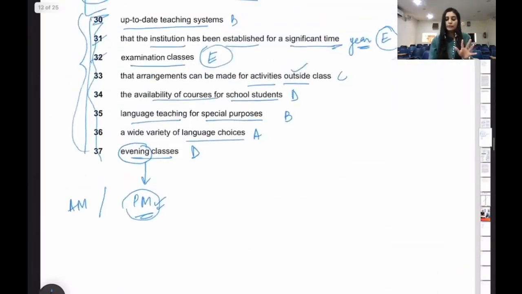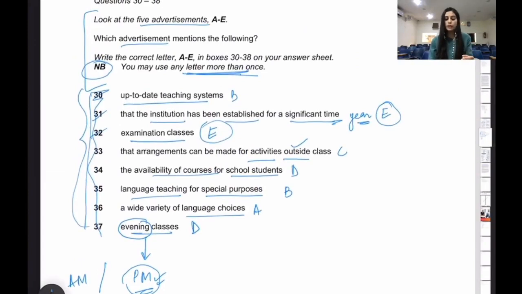Now that's done. Here you also need to understand that you can chunk. You can read all the statements together, or you can read 4 at a time and try to solve them, 4 at once. Quickly underline the keywords in each of the statements here, and then look for the synonyms.